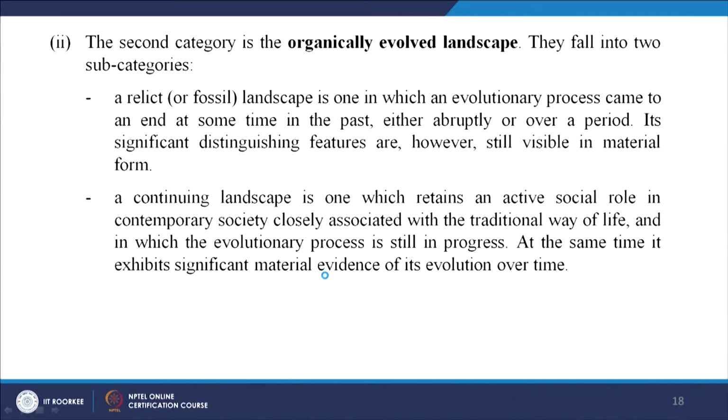The second category is the organically evolved landscape. This again is subdivided into 2 categories. One is a relict or fossil landscape, which shows an evolutionary process that came to an end at some time in the past, either abruptly or over a period. Its significant distinguishing features are, however, still visible in material form.